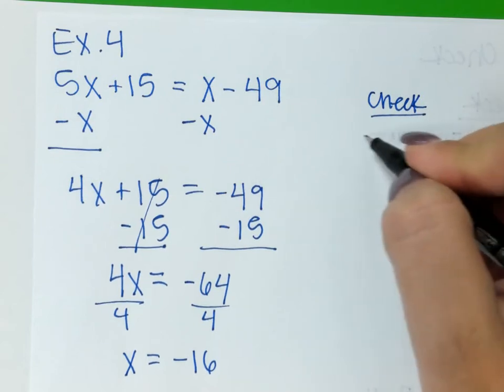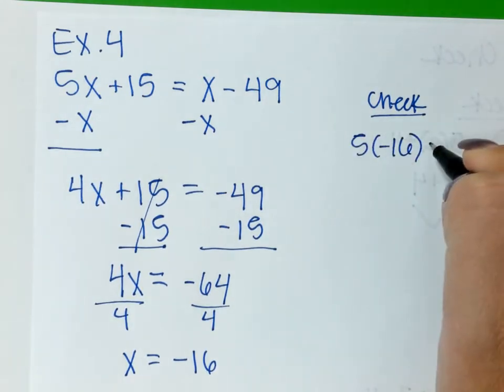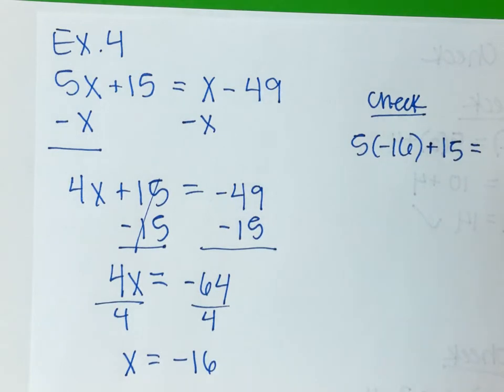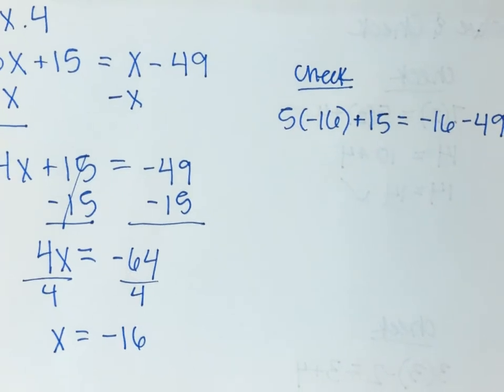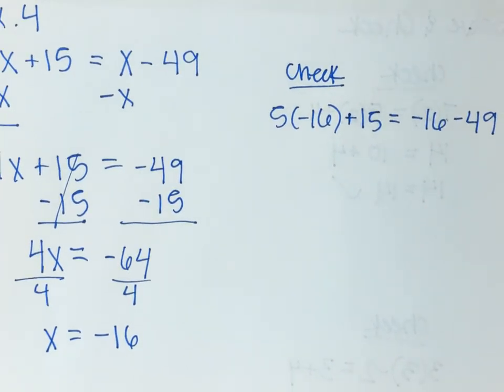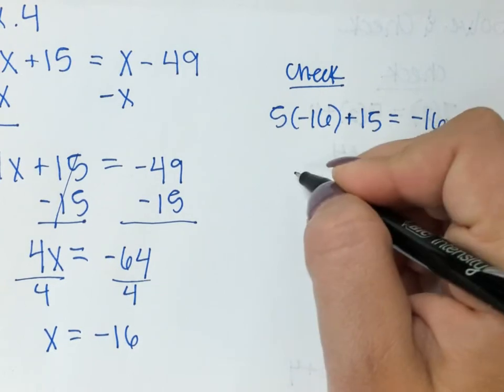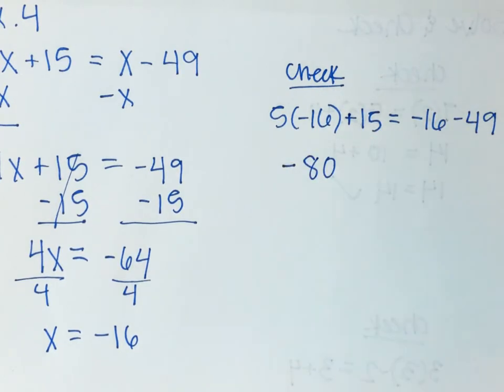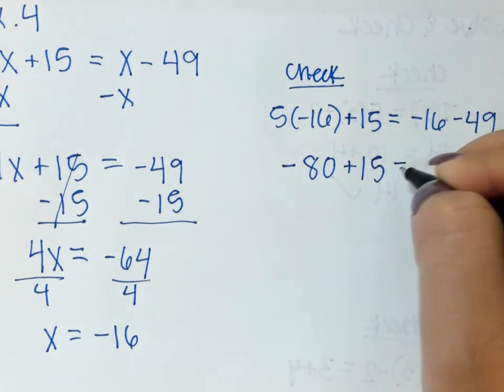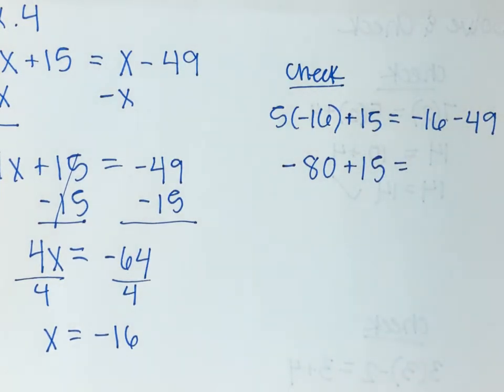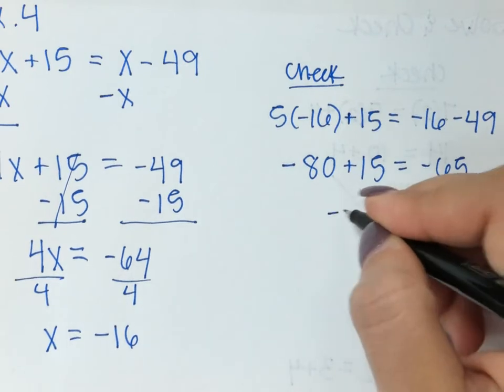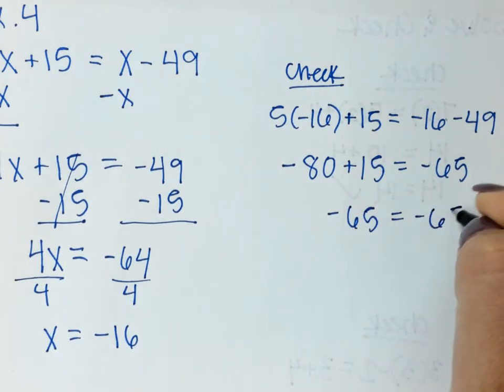So that means I have 5 times negative 16 plus 15 equals negative 16 minus 49. Five times negative 16? What's that give me? Negative 80. So I have negative 80 plus 15 equals what's negative 16 minus 49? Negative what? Negative 65. Good. So then negative 80 plus 15? Negative 65. So I know my answer is correct.